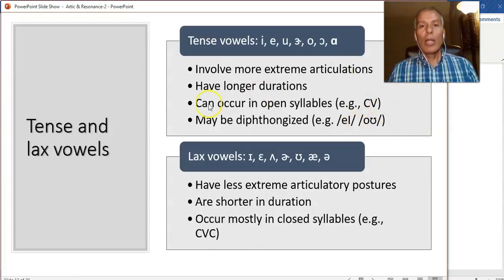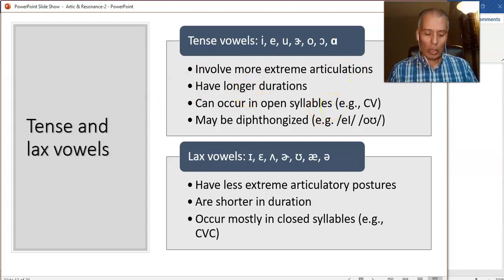So here is a summary of what I explained. The tense vowels include e, u, o, and a. And they involve, as you can see, more extreme articulations. The articulators work harder, and they last for a longer time. There's more muscular energy involved. They can occur in open syllables.